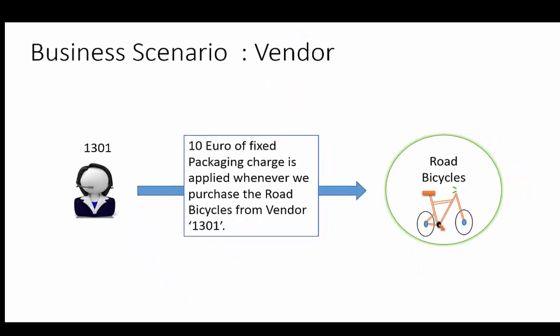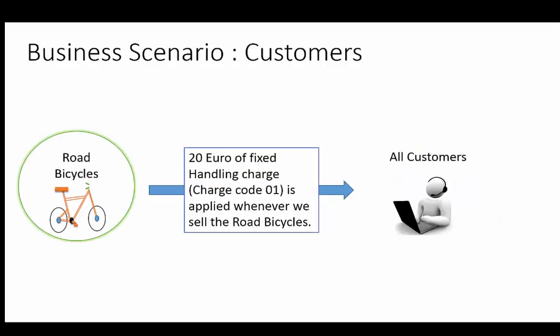Let us look at a couple of business scenarios. In business case 1, whenever we purchase road bicycles from vendor 1301, a fixed charge of 10 euro is applicable. We will see how to add this charge manually on a purchase order. And in business case 2, similarly, when we sell road bicycles to our customer, a fixed handling charge of 20 euro is added to the sales order header. Let us review the product demonstration about how to add charges manually on a sales order or purchase order.